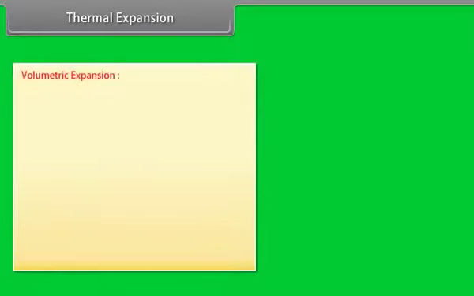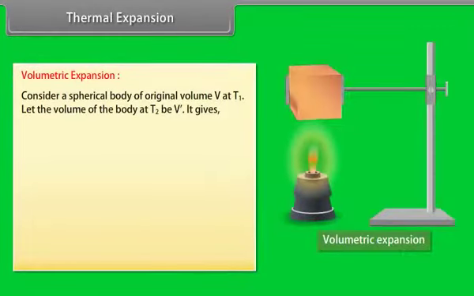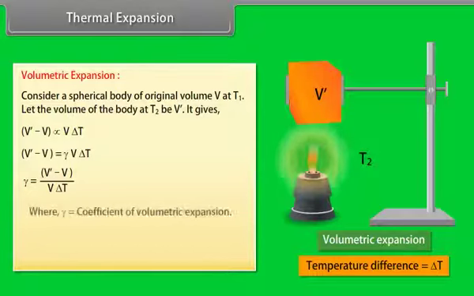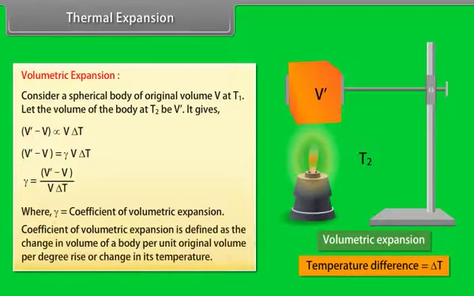Volumetric expansion. Consider a spherical body of original volume V at temperature T1. Let the volume of the body at temperature T2 be V dash. It gives V dash minus V is directly proportional to V delta T, or V dash minus V is equal to gamma V delta T. The value of gamma is equal to (V dash minus V) upon V delta T, where gamma is the coefficient of volumetric expansion. Coefficient of volumetric expansion is defined as the change in volume of a body per unit original volume per degree rise or change in its temperature.